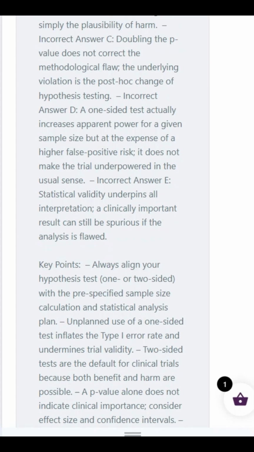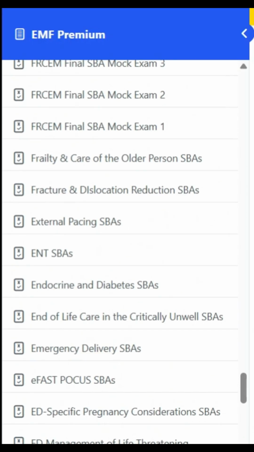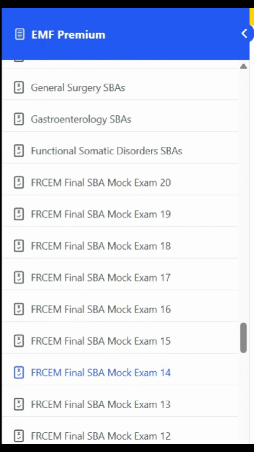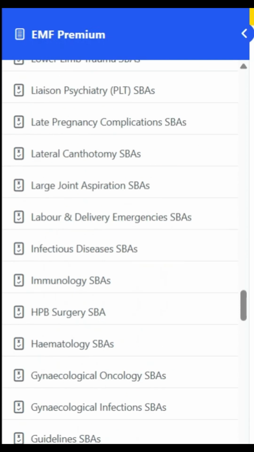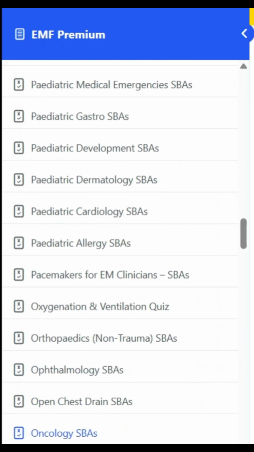Key takeaway: always align your hypothesis test, one or two-sided, with your pre-specified sample size calculation and statistical analysis plan. Unplanned use of a one-sided test inflates the type 1 error rate and threatens trial validity. Remember, two-sided tests are the default in clinical trials because both benefit and harm are possible.